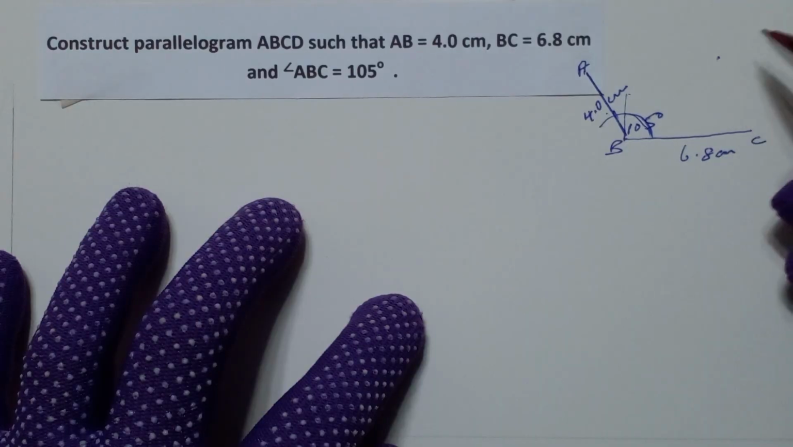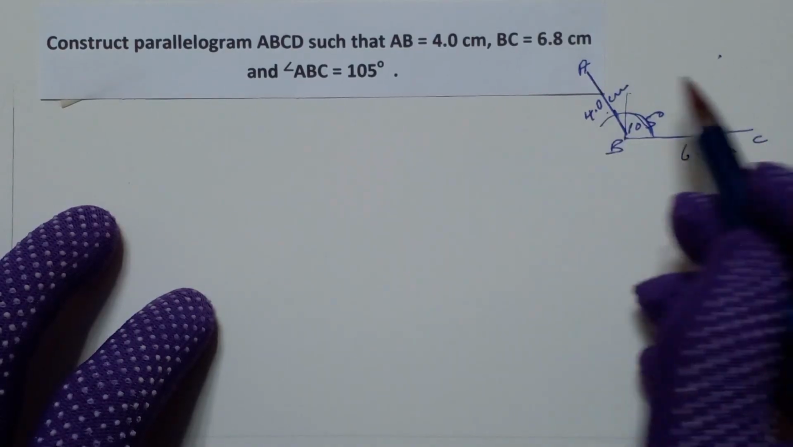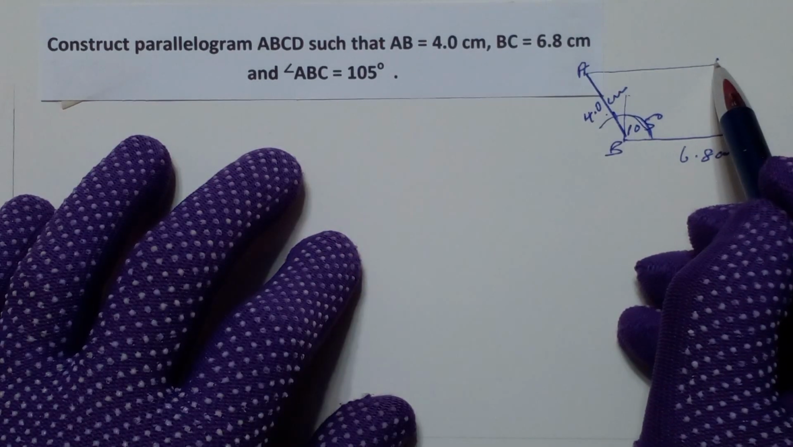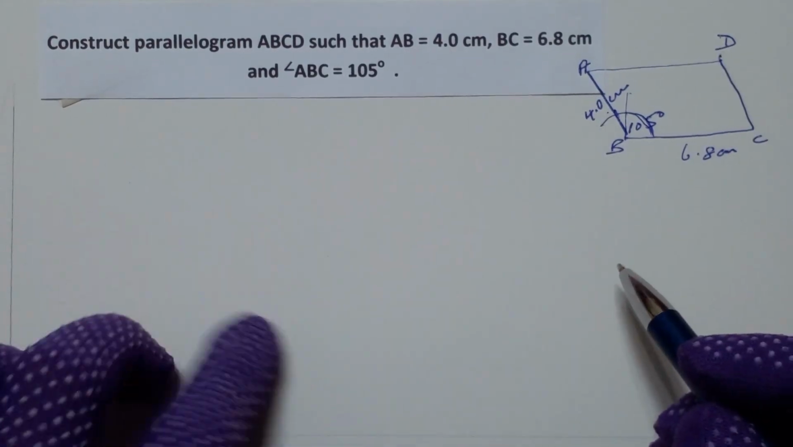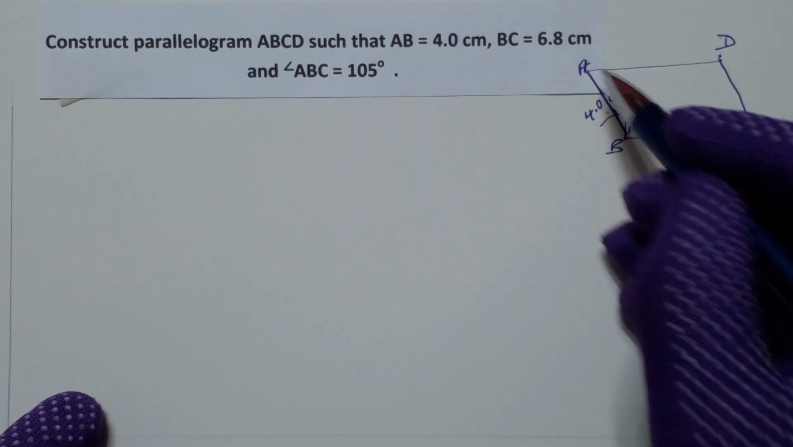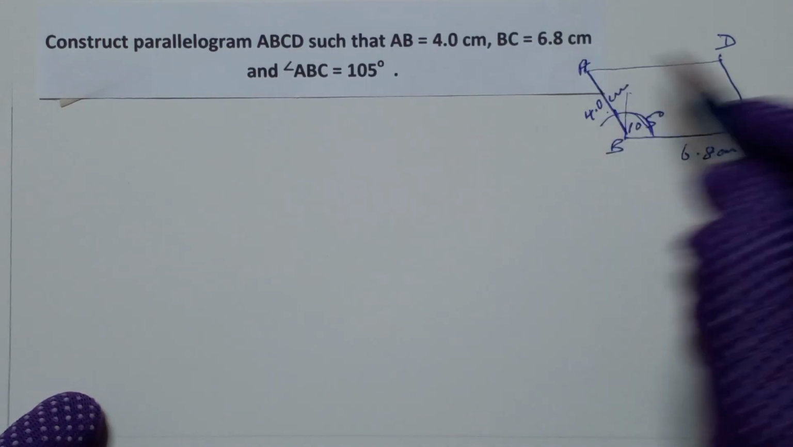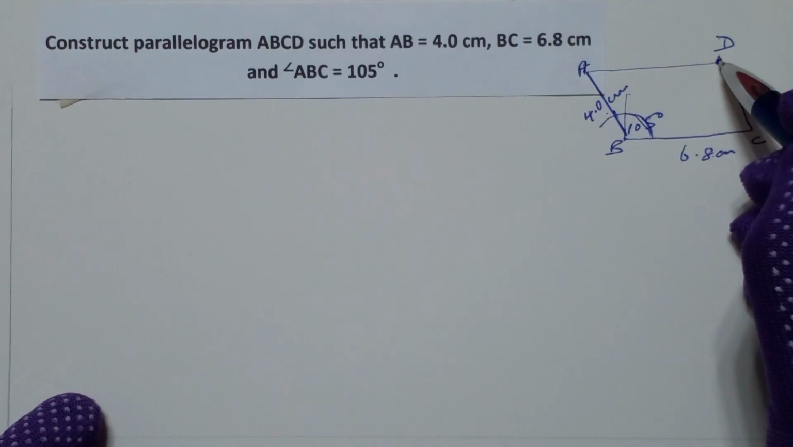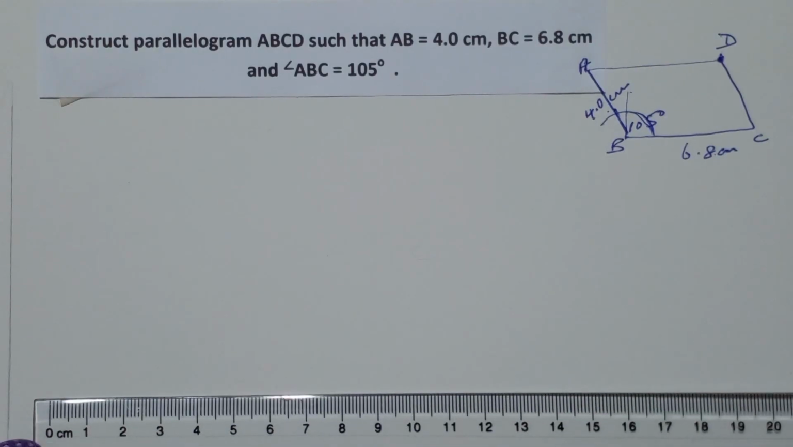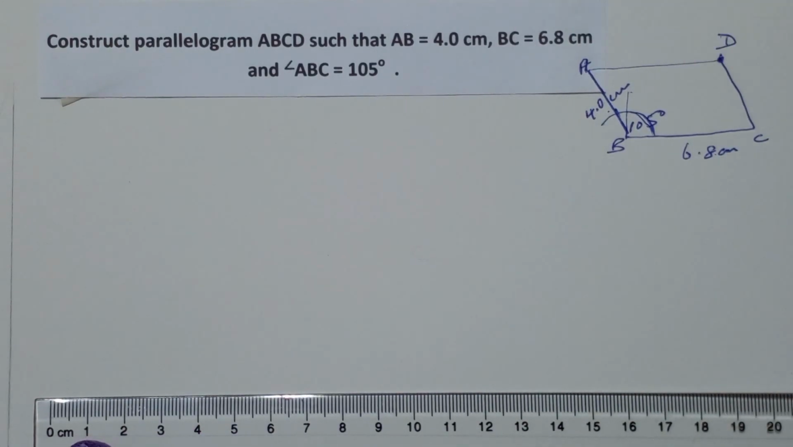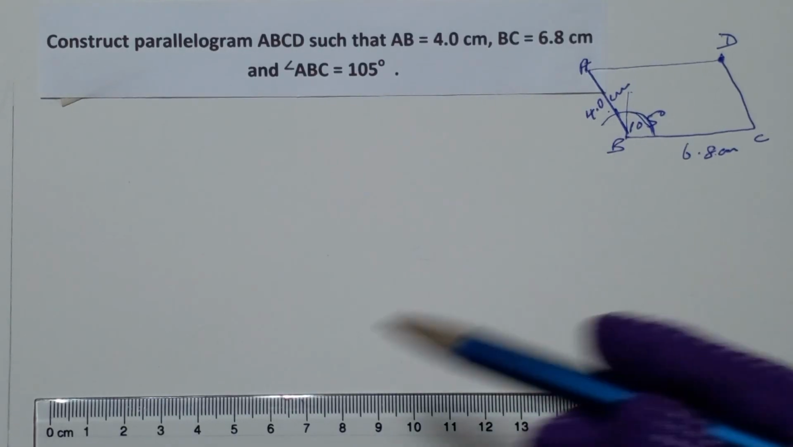There are various ways to get that D, as we will find out just now. But if we were to complete the parallelogram, it will look something like this. That will be D. So it's fairly easy to get A, B, C, 6.8 centimeters and 4.0 centimeters. Up here, there are various ways of getting that point. So let's draw a construction line here, which is a very thin line. We will make sure it is more than 6.8 centimeters.